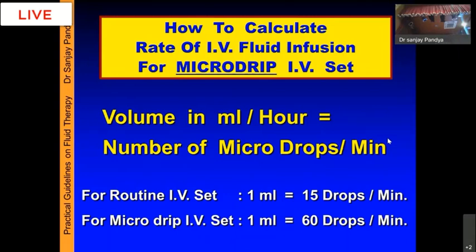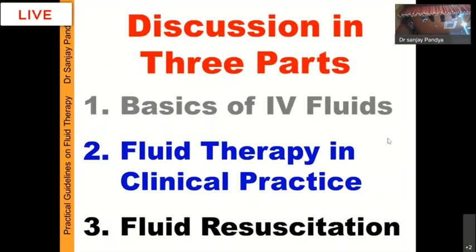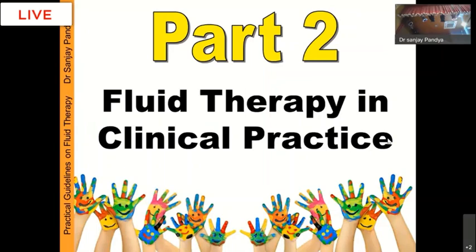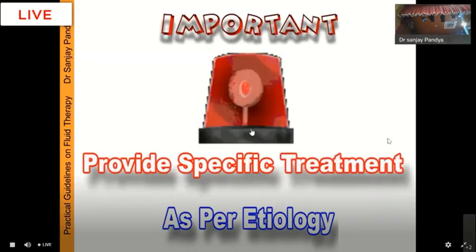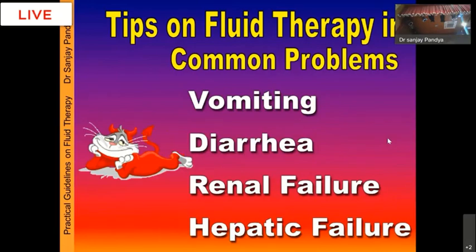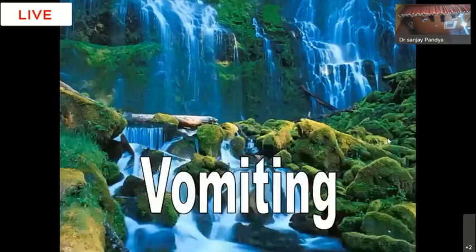So it is easy. And this rule of 10 or rule of 4 for routine IV set, and volume equal to microdrops for micro drip IV set, is perfect, provided IV sets are fairly standardized. With this part, let us go to clinic. Let us go to hospital and try to find out that for different kinds of medical disorder, how do we select one fluid over other?